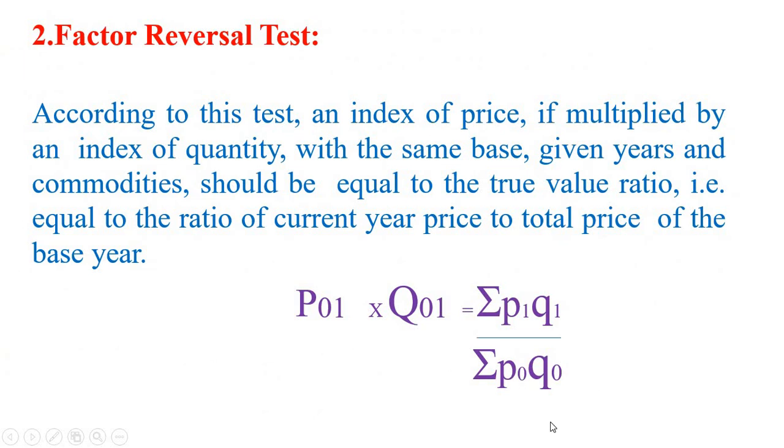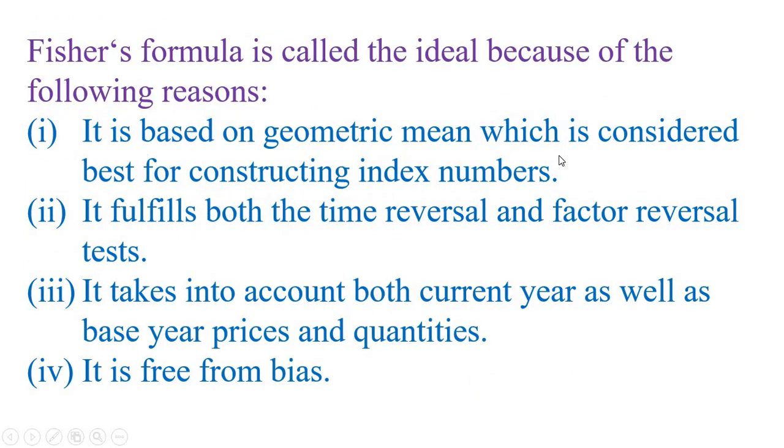Factor reversal test: if you multiply both, with factors price and quantity interchanged, and we get P1 Q1 divided by P0 Q0, then we can say it satisfies the factor reversal test. According to this, the price index multiplied by the quantity index number, for the same given years and commodity, should be equal to the value ratio. So the Fisher formula is called ideal. Why? It is based on the geometric mean, which is considered best for constructing index numbers. It fulfills both the time reversal test and the factor reversal test. It takes into account both the current year as well as the base year.